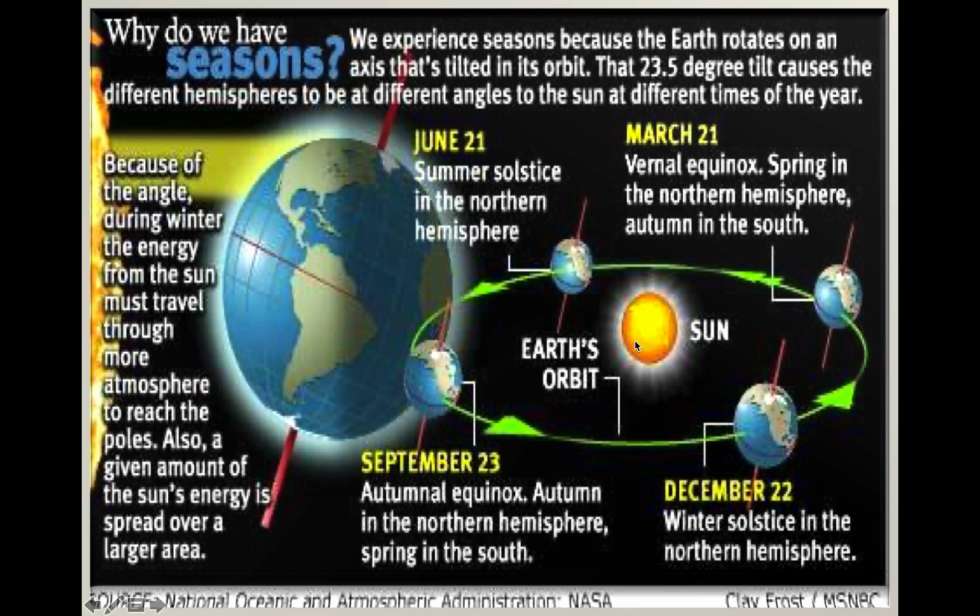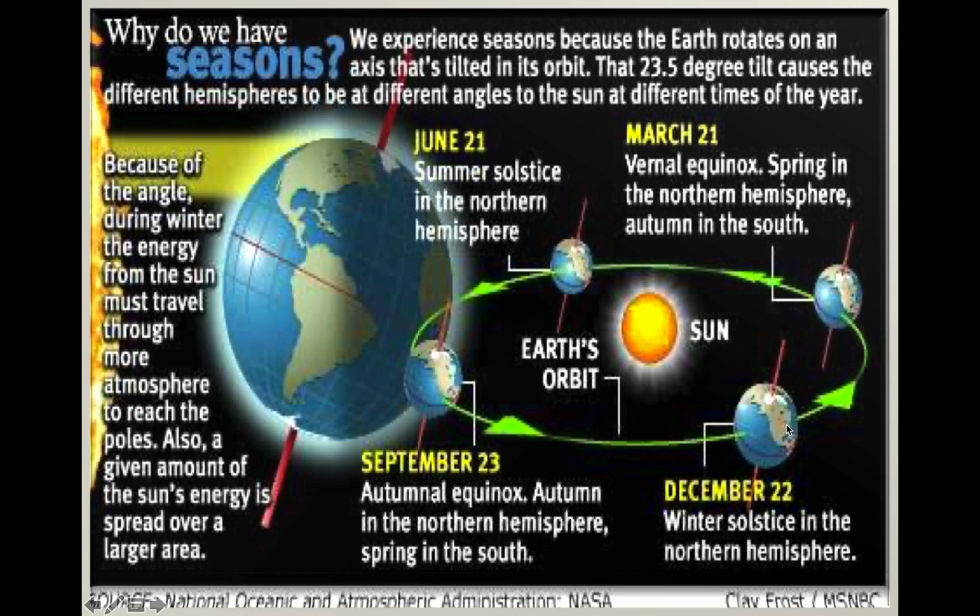And you can look at this picture here, and you can see it shows you different times of the year, and which hemisphere is tilted towards the sun or which one's tilted away from the sun. This is talking about the northern hemisphere, since we live in the northern hemisphere. You can see here, December 22nd, the northern hemisphere is facing away from the sun, so it's getting less direct sunlight, and therefore it is colder.